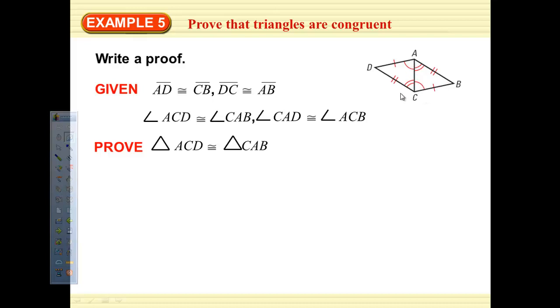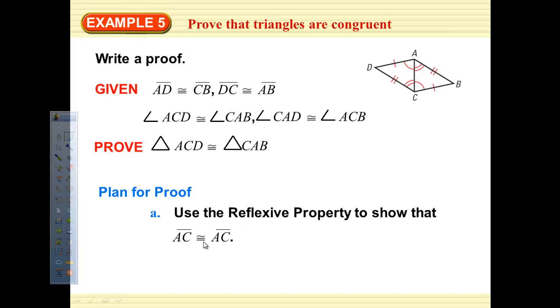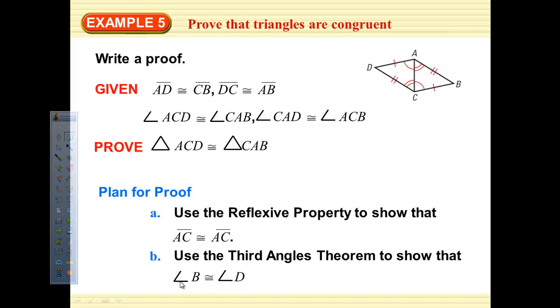Now angle D and angle B will also be congruent because we have one set of angles congruent and 2 sets of angles congruent, so by the third angle theorem, D and B will be congruent as well. And since we have all angles and all sides congruent that are corresponding, we know the two triangles are congruent. So again, I'm going to use the reflexive property to show that AC is congruent to AC, and I'm going to use the third angles theorem to show that B and D are congruent.